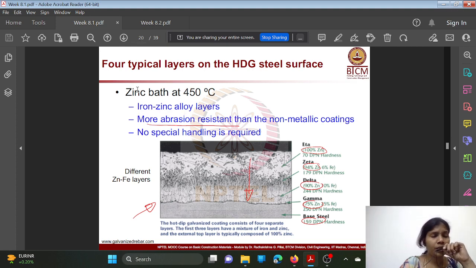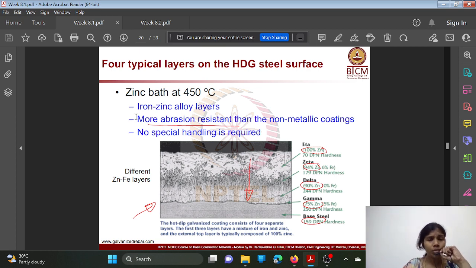When you immerse the steel rebars into this zinc bath at 450 degrees Celsius, iron zinc alloy layers will be formed, and they are more abrasion resistant than non-metallic coatings. This is the major advantage compared to non-metallic coatings. Non-metallic coatings are not abrasion resistant, because when abrasion happens on the surface, the coating will come off from the surface.